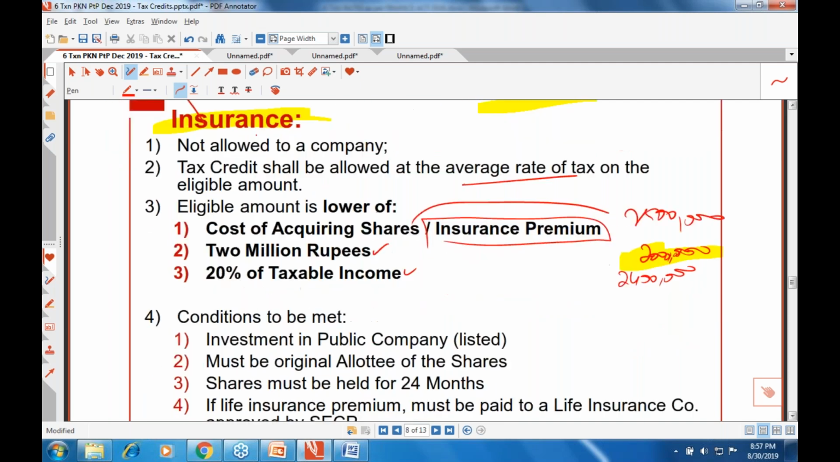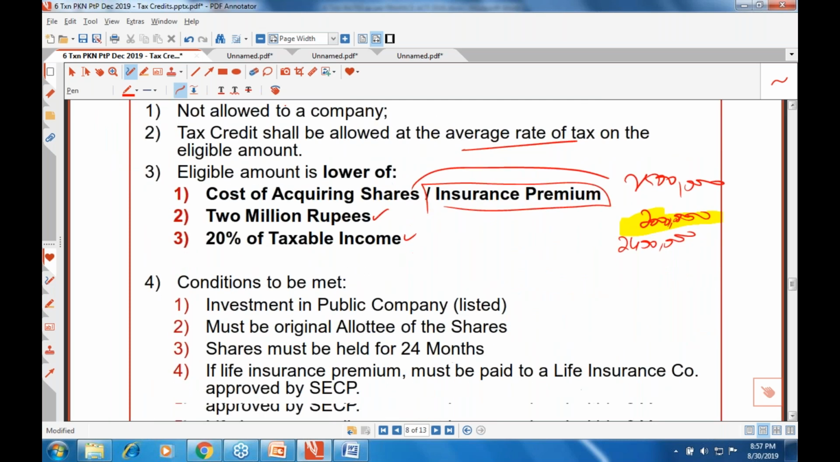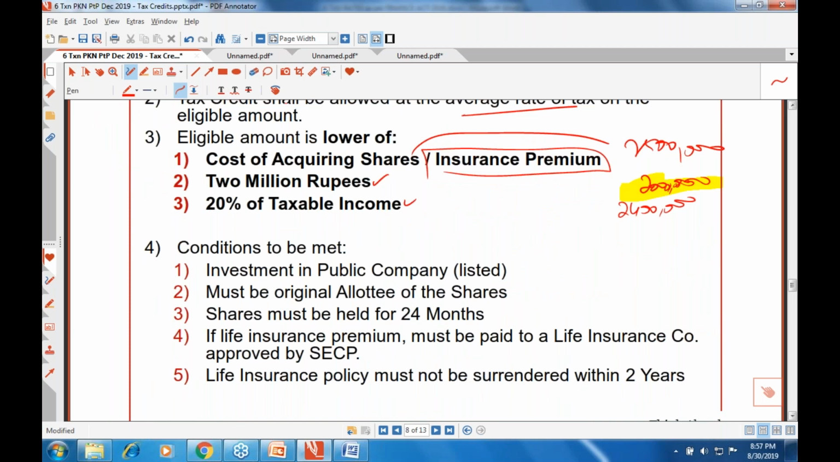Okay. So there are a few conditions which need to be met if you want to claim reduction in this insurance or investment in shares. So what are the conditions that need to be met? Number one, the investment should be in a listed company. You must be the original allotee of the shares. That is, if you purchase the shares from the stock exchange, you're not allowed to claim the credit. It only has to be the new issuance of the share.